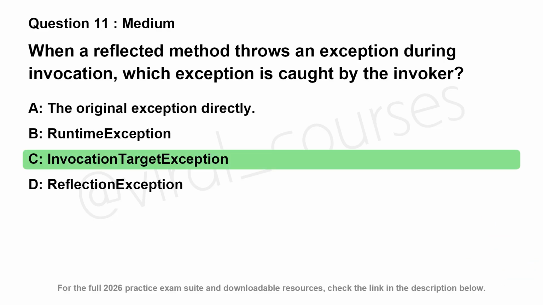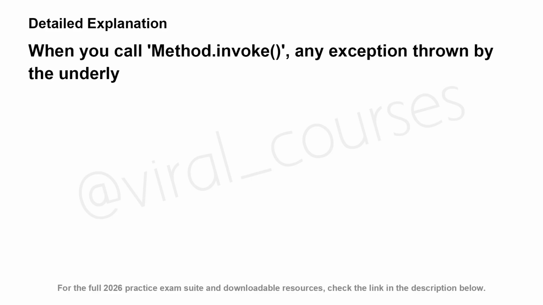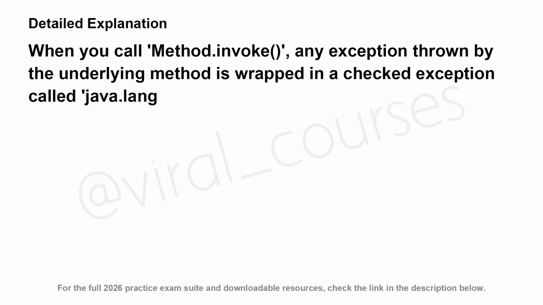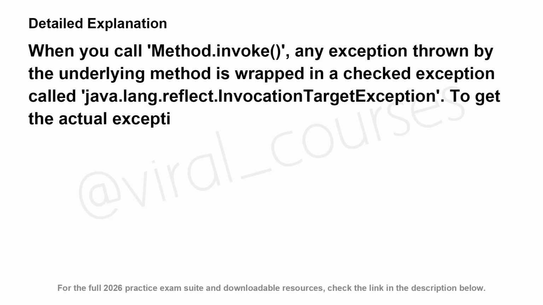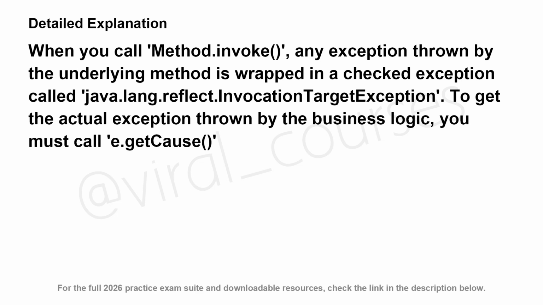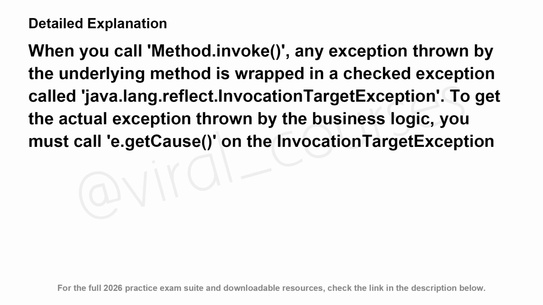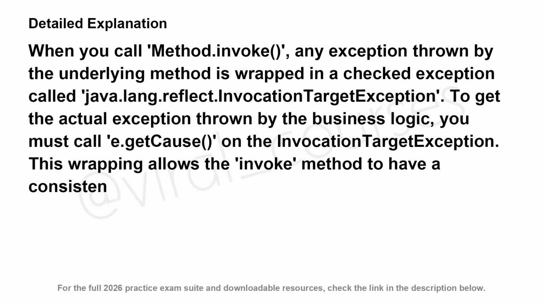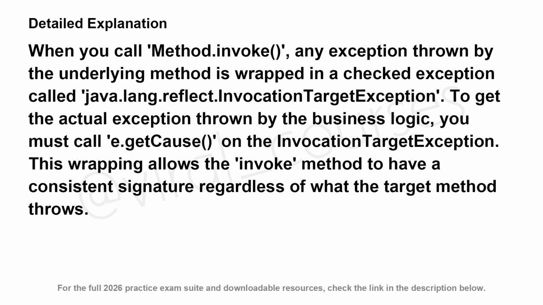The correct answer is C. When you call method.invoke(), any exception thrown by the underlying method is wrapped in a checked exception called java.lang.reflect.InvocationTargetException. To get the actual exception thrown by the business logic, you must call getCause on the InvocationTargetException. This wrapping allows the invoke method to have a consistent signature regardless of what the target method throws.